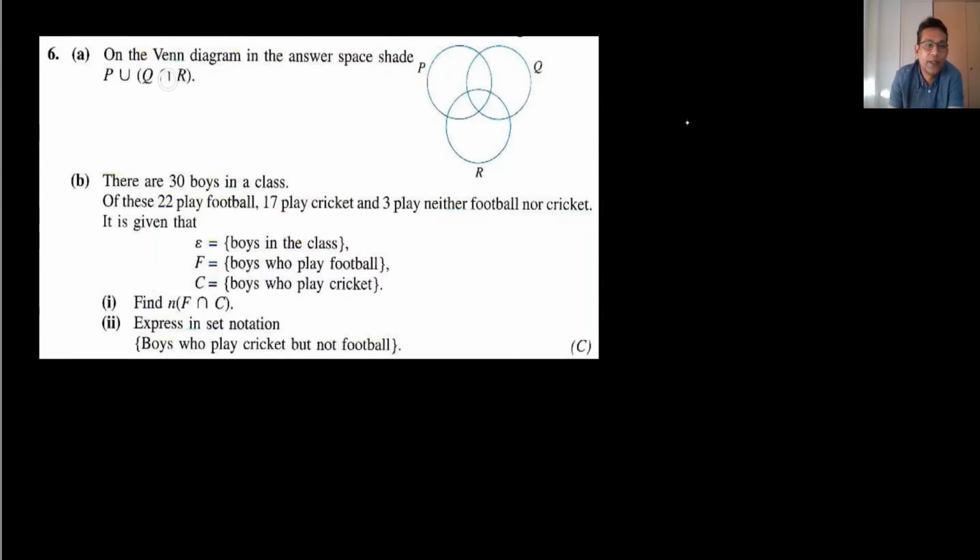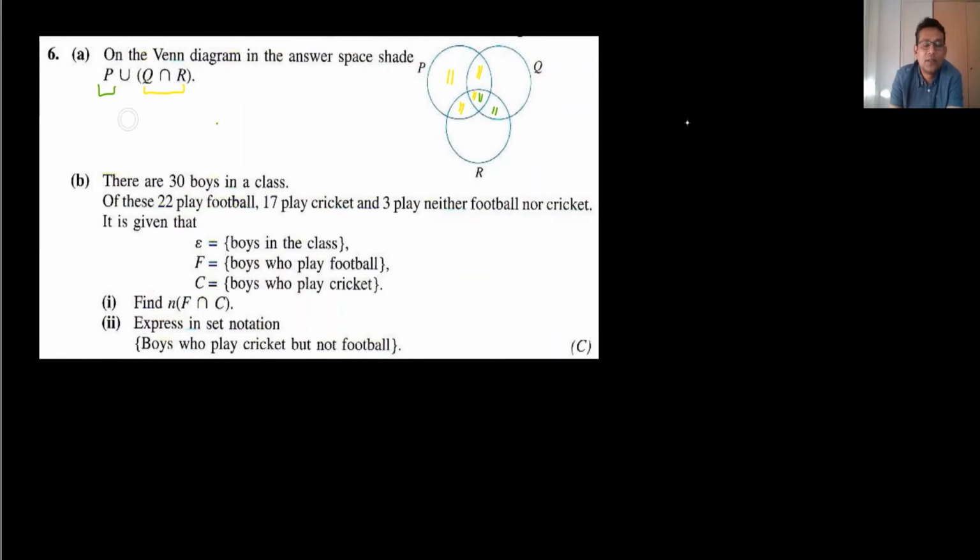For shading a region on this Venn diagram, this is the first part: Q intersection P. Okay, Q intersection P means we're talking about this area and this area. Oh, sorry, Q intersection R. This area and this area is Q intersection R. And what is P? I can use a different color. P is this one, this one, this one, and this one.